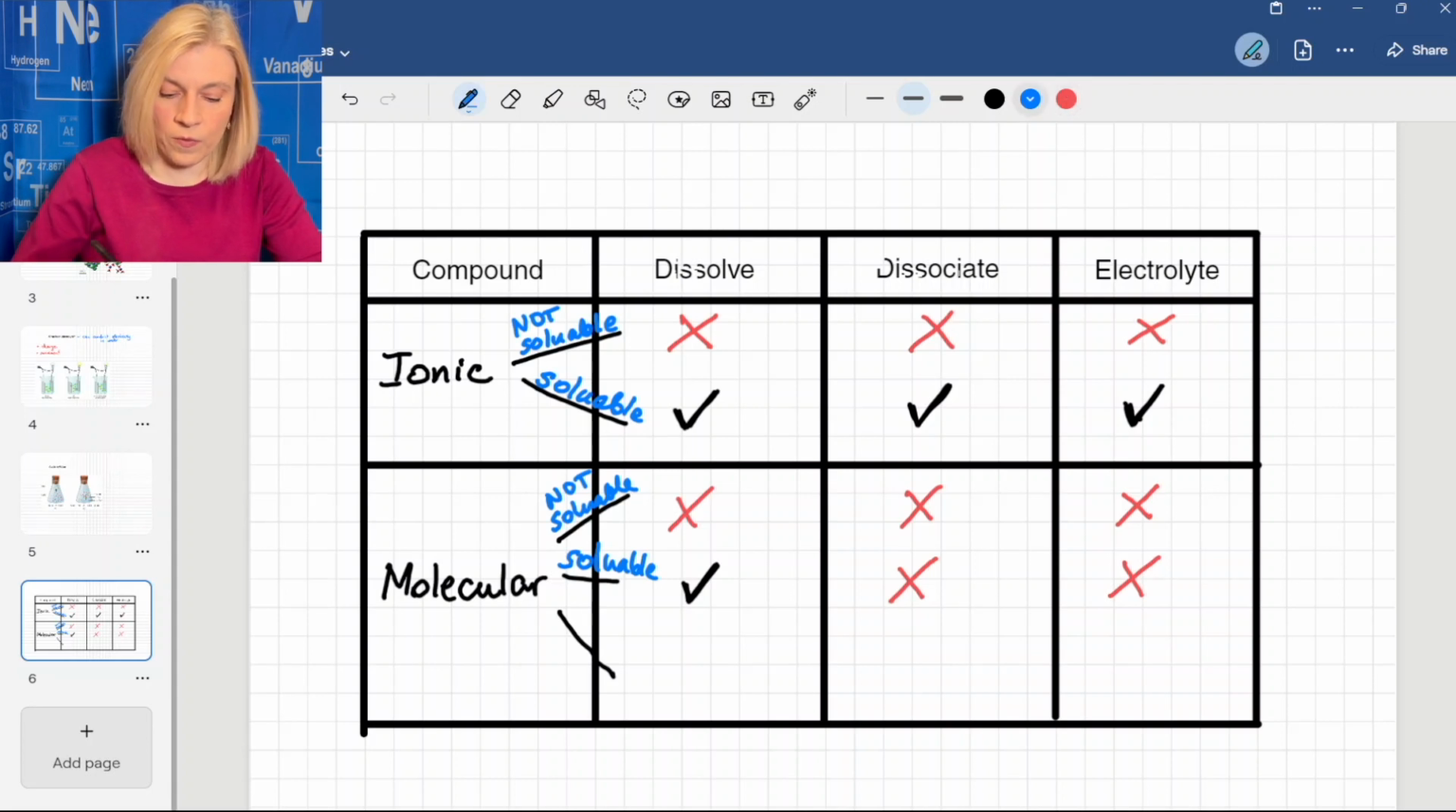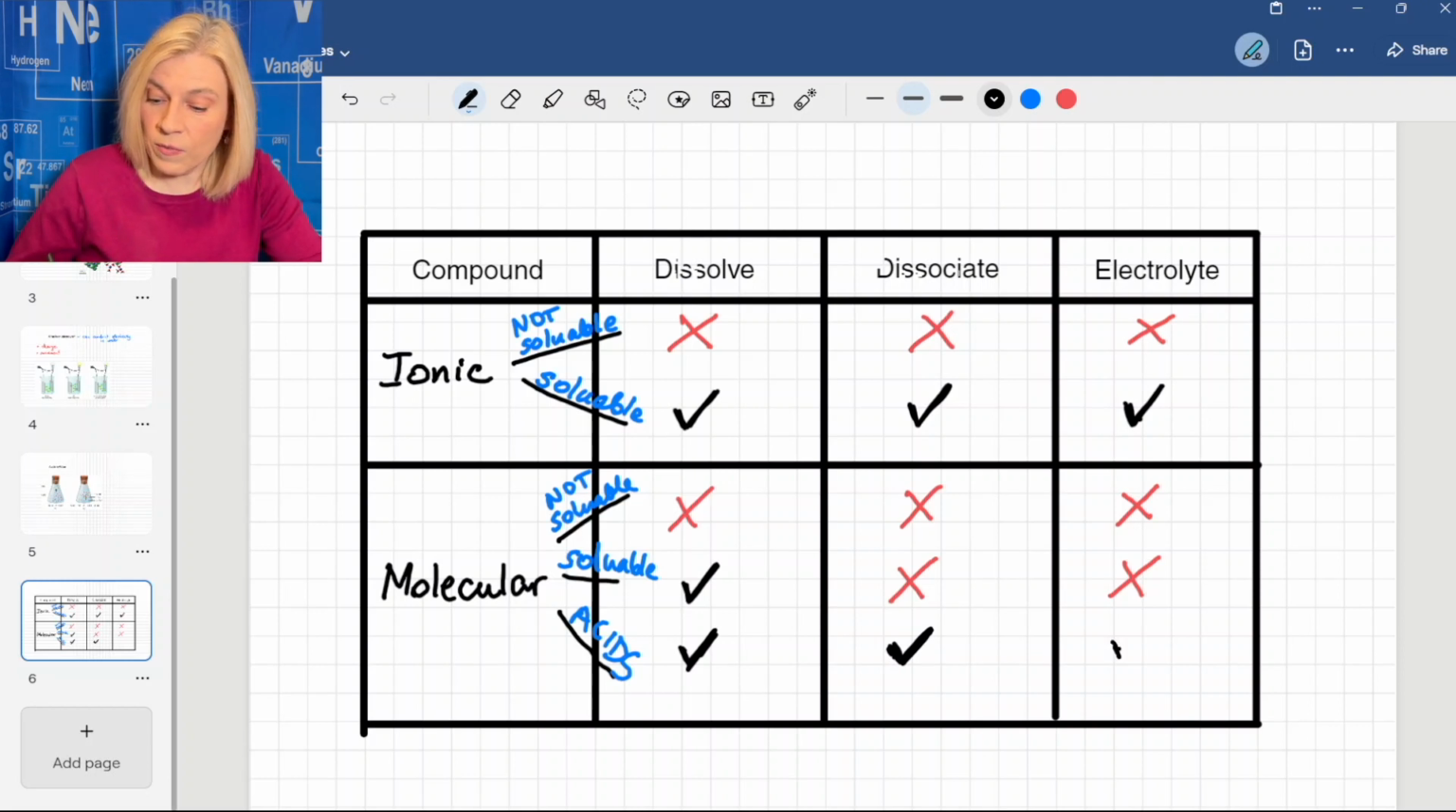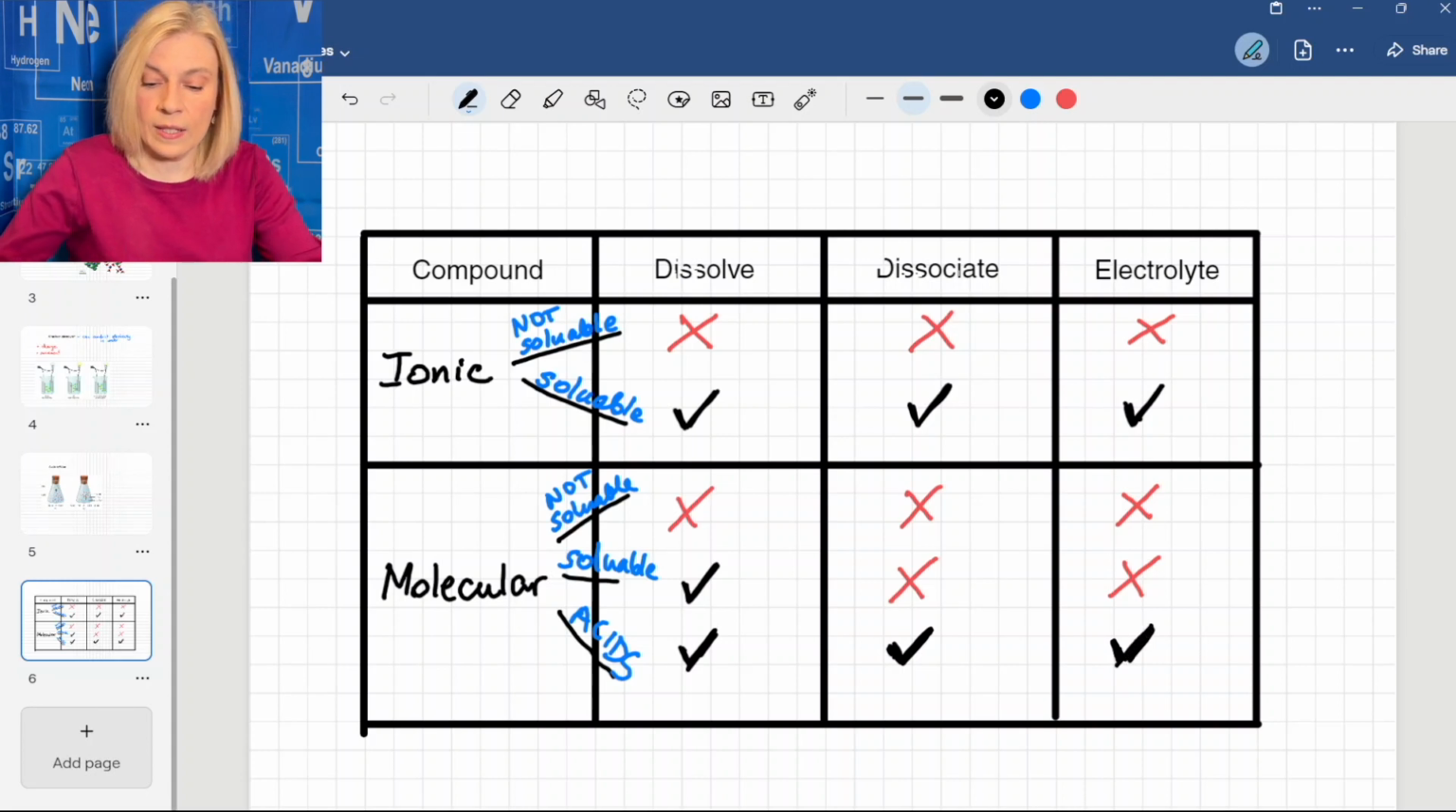However, there is a small group of molecular compounds, which are acids, which absolutely can dissolve in water, like HCl or acetic acid, vinegar. And how do they dissolve in water? In order to dissolve in water, they give off their H+ ion. So yes, they dissociate. Acids dissociate in water, forming an H+ cation and its negative anion. And that means that they can conduct electricity via electrolytes. So here you have a beautiful table, a whole summary of ionic compounds and molecular compounds, what happens when you put them in water, and whether they are electrolytes.